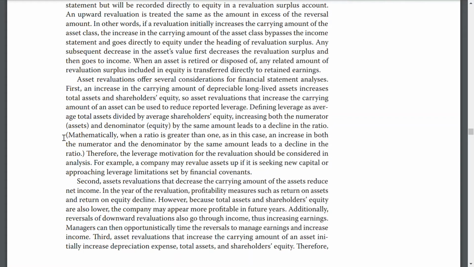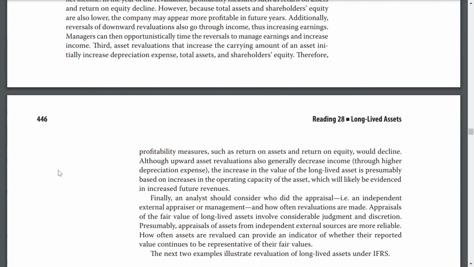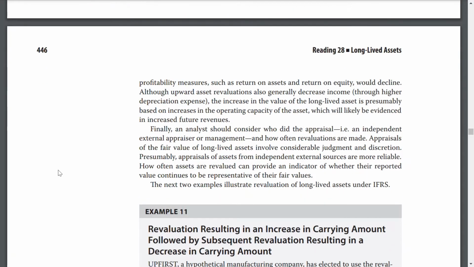Third, asset revaluations that increase the carrying amount of an asset initially increase depreciation expense, total assets, and shareholders' equity. Therefore, profitability measures such as return on assets and return on equity would decline, although upward asset revaluation also generates increased income from the increase in valuation of long-lived assets.